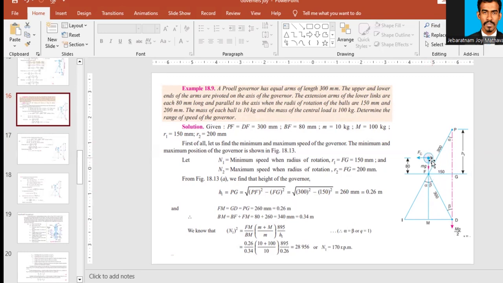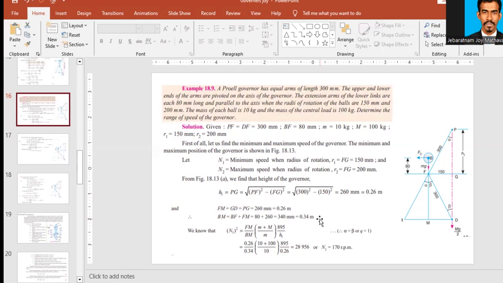BM. So from B to F, it's given as 80 millimeter. F to M, we have now found to be 0.26 meter. So we can add these two: 80 plus 260 is equal to 340 millimeter. BF is 80 and FM is 260. So if we add it, we have BM equal to 0.34 meter.